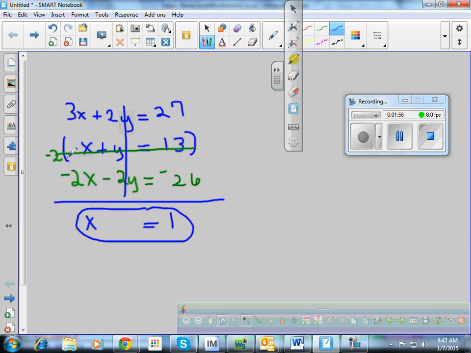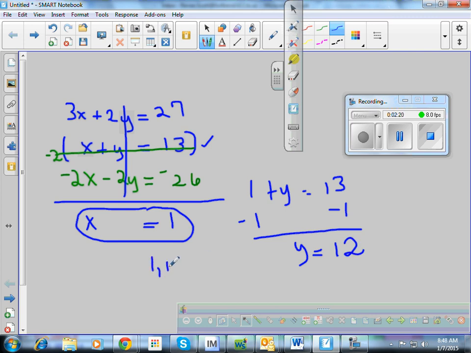Since we know x is equal to 1, we could use either equation and plug in 1. So let's plug in for this equation here: 1 plus y equals 13. So we're going to subtract 1 on both sides, and we see that y equals 12. So when x is 1, y is 12.